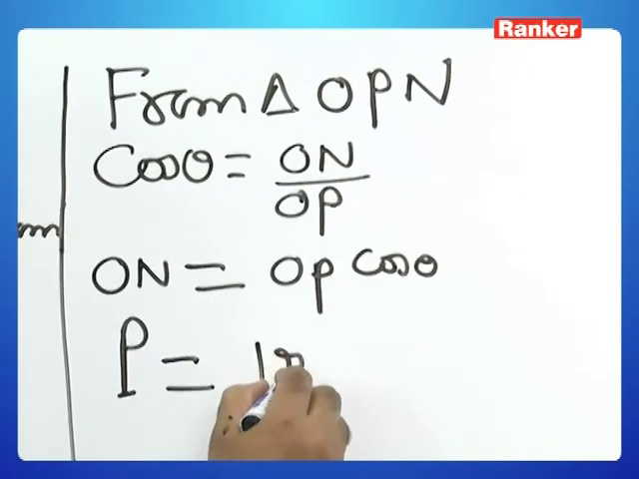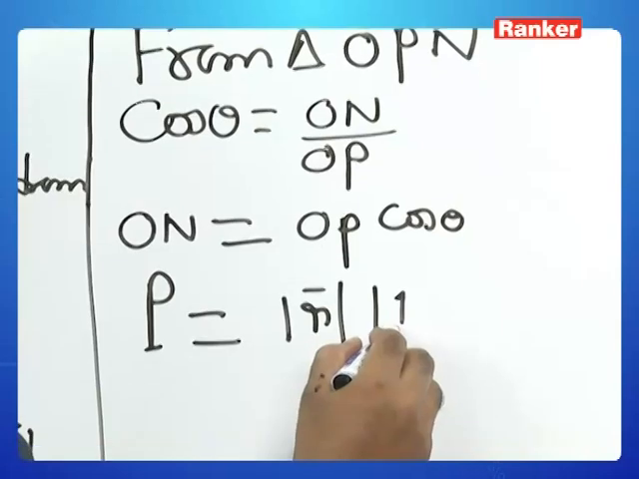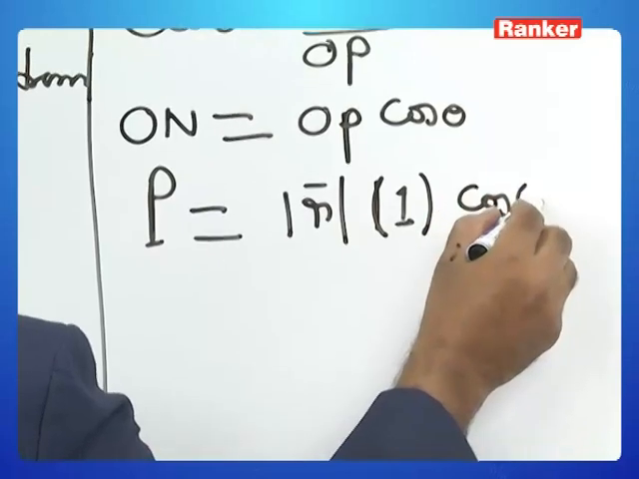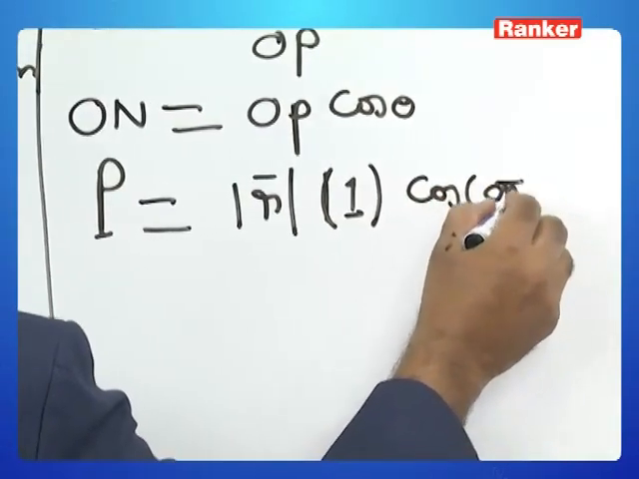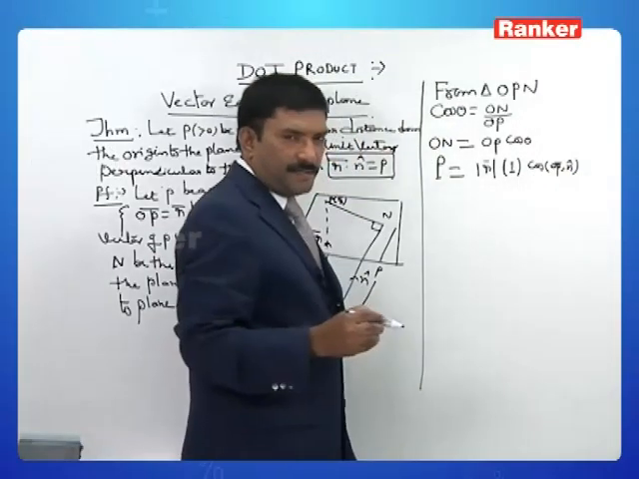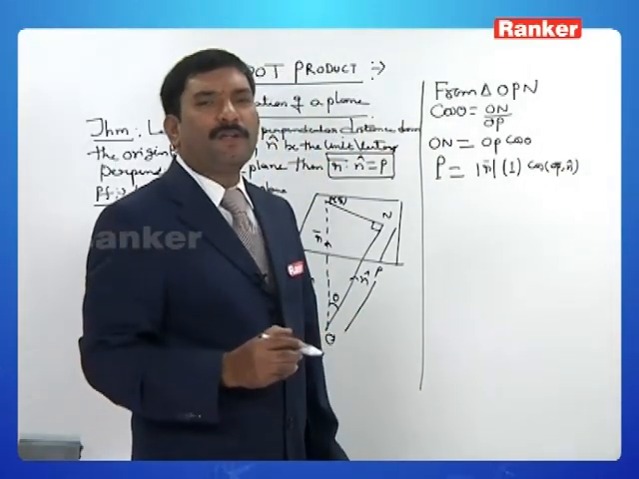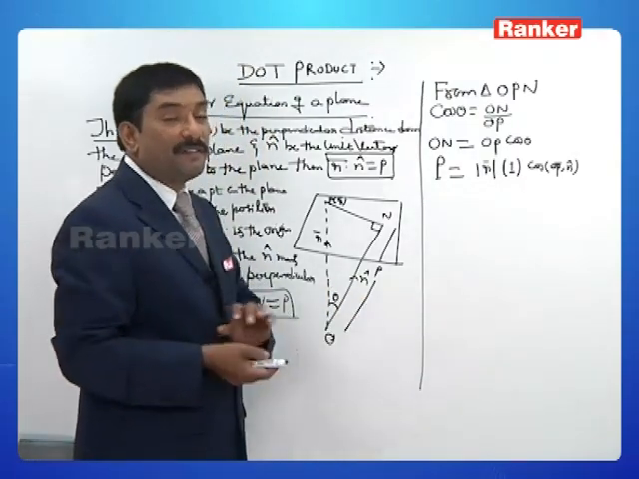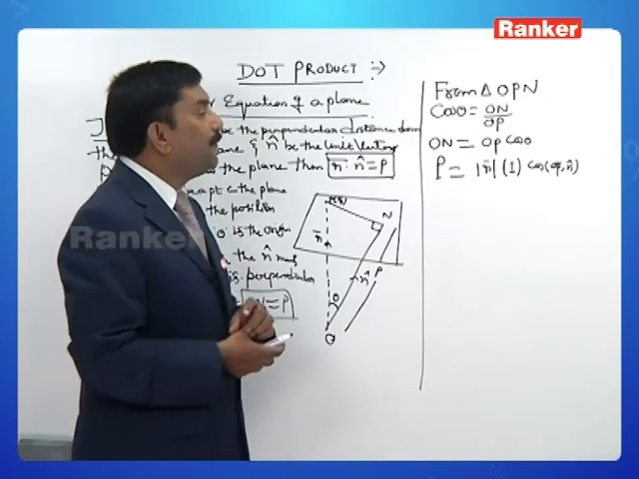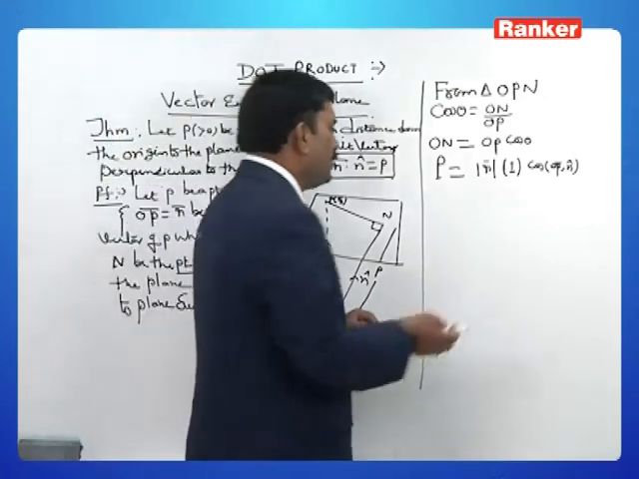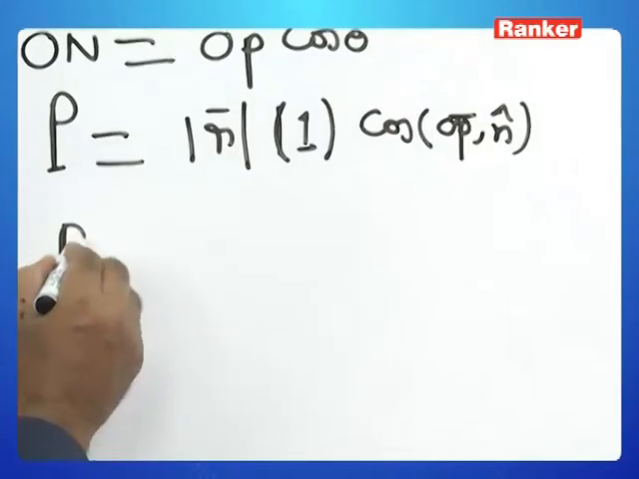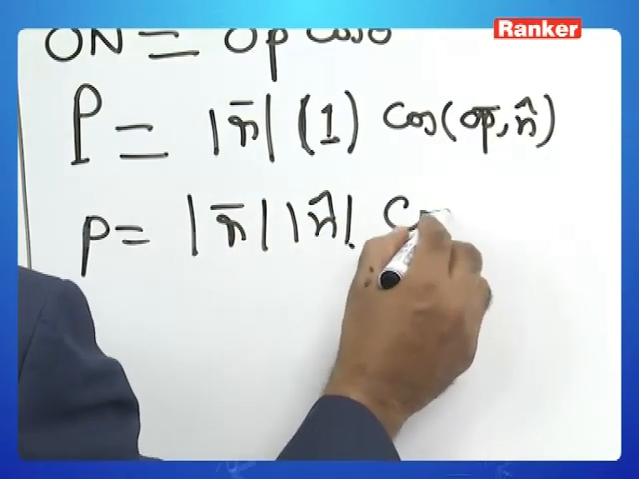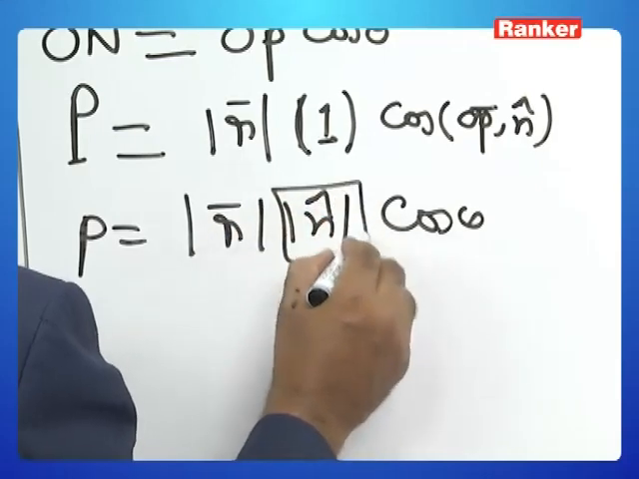What is OP? This is nothing but modulus of r bar into 1 into what? Theta is the angle between OP bar and n cap. Am I correct? Why? Because theta is the angle between these two vectors. Henceforth, I have taken it as theta. So therefore, this 1 I want to put as a modulus of n cap. Followed. This is the logic.